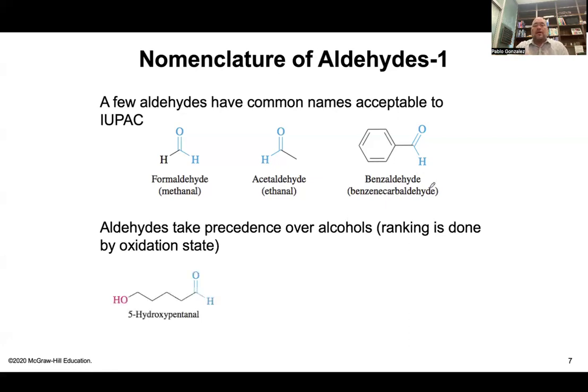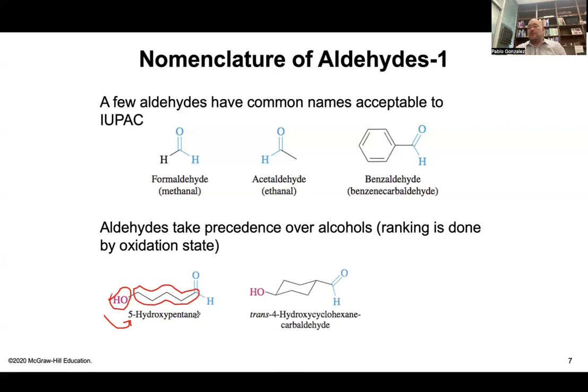So for example, we have this in here. We have 1, 2, 3, 4, 5. We have the chain of 5 carbons. So that's why it's going to be pentanal, okay? And then we have 1, 2, 3, 4, 5. The hydroxy group is in position number 5. So that's why it's known as 5-hydroxypentanal.